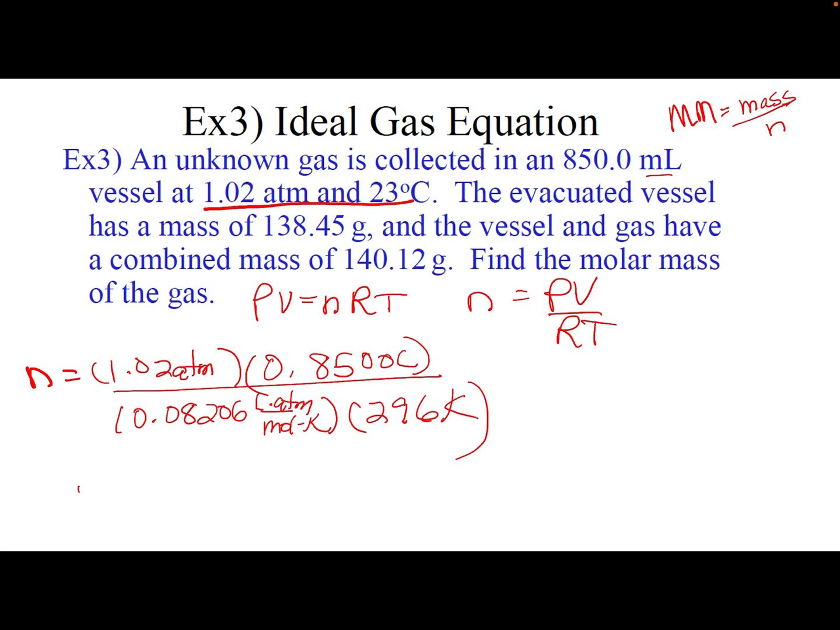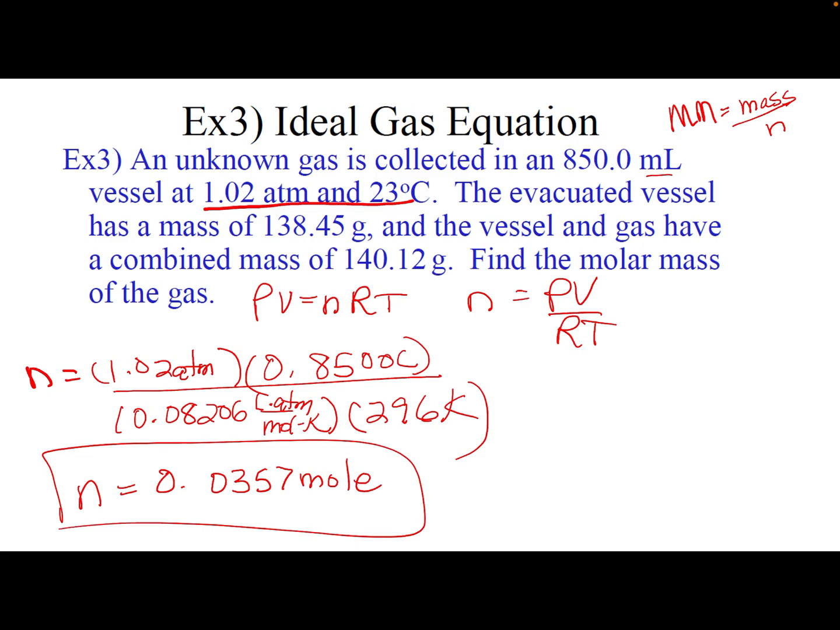All right, put this in your calculators and see what you get. I'm going to have 3 significant figures in my answer. Yep, 3 sig figs because of the 1.02 atmosphere. And after putting it in your calculator, let me give you a minute, you should get 0.0357 moles.